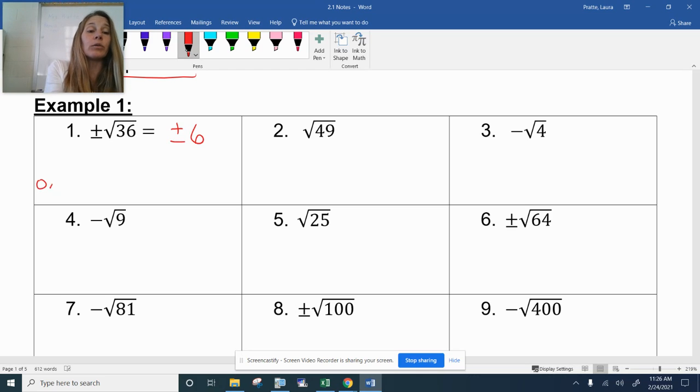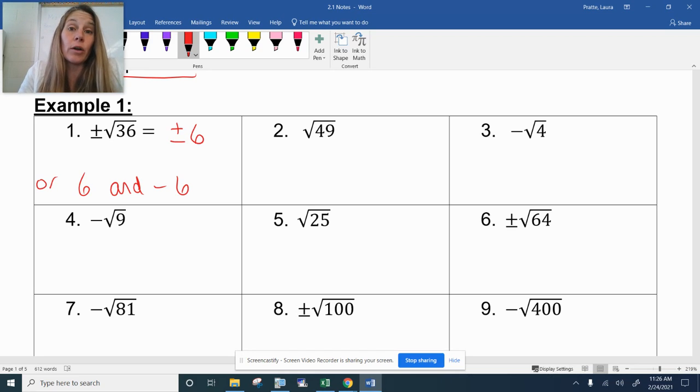If you would like to, you could also write it as 6 and -6 and write it out as 2 separate answers. Now when we go to number 2, this one doesn't have a symbol in front, so that's indicating we just want the primary or the positive root there. So square root of 49 is just simply going to be 7. Number 3 has this negative out front of our radicand, so our radical symbol, so we just want -2. Number 4 then would be -3. Number 5 would just be +5.